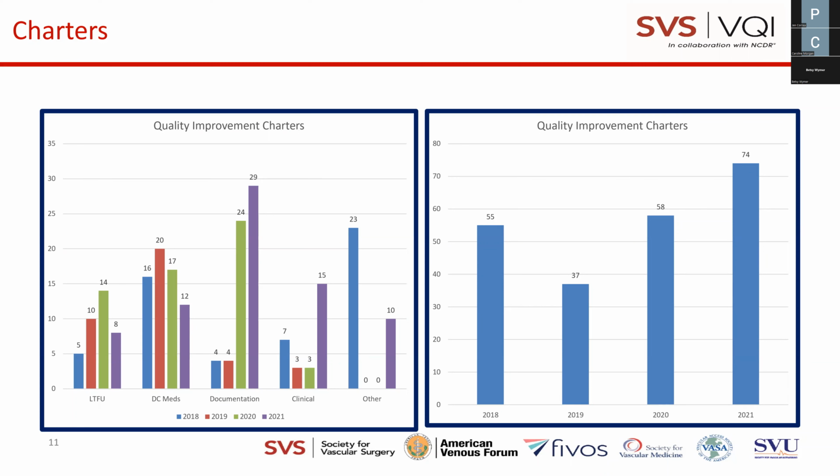For a historical review of the charters from 2018 to 2021, you can see here on the charts, the topics were broken down into long-term follow-up, DC meds, documentation, and other. And other just represented a blend of the other 4 topics. It could have been long-term follow-up and documentation, DC meds and clinical. It was just a blend of the others.